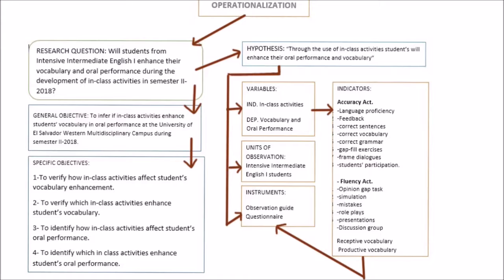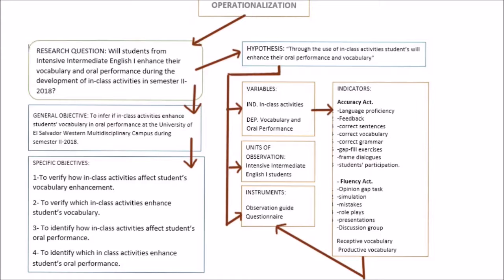From the general objective, we also created 4 specific objectives. Now let's return to the research question. As I said before, we also created a hypothesis. The hypothesis is, through the use of in-class activities, students will enhance their oral performance and vocabulary. From the hypothesis, we also got the variables, the units of observation, and the instruments.